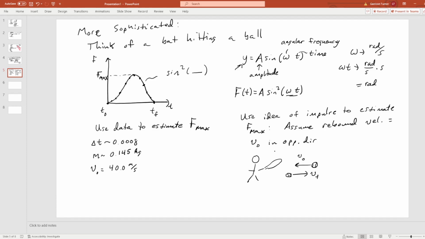So I need to define a coordinate system. So let's let the exit velocity be plus x. And that means that this is going to be minus 40 meters per second, and this is going to be plus 40 meters per second. So automatically we can calculate what delta P is going to be.